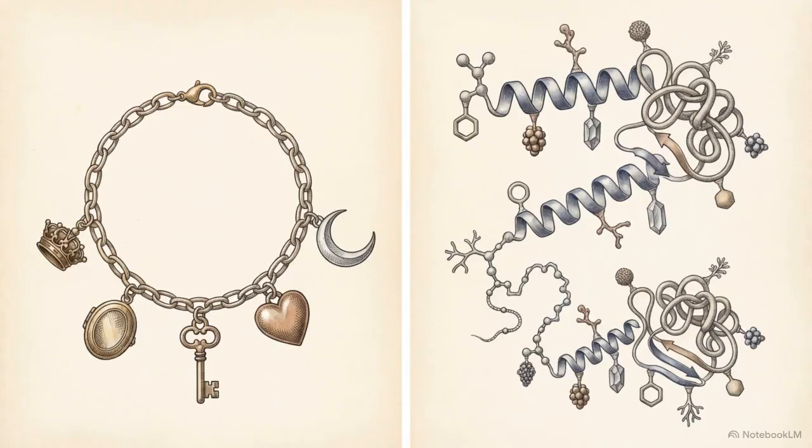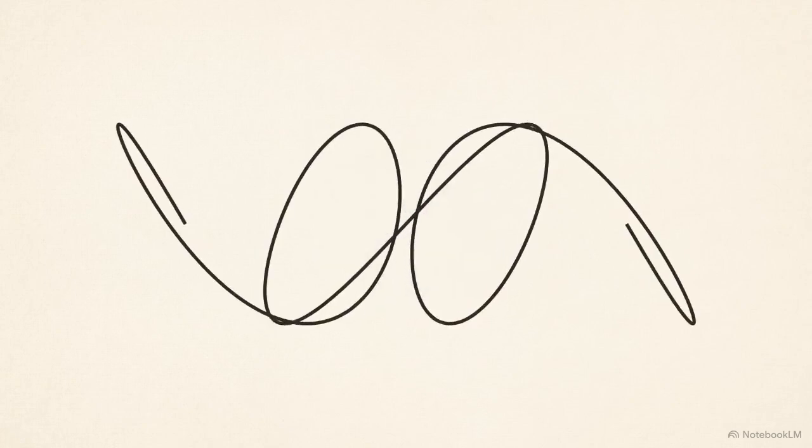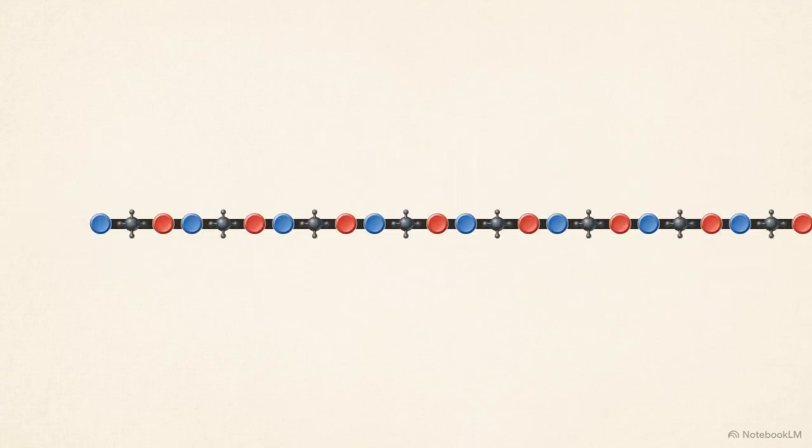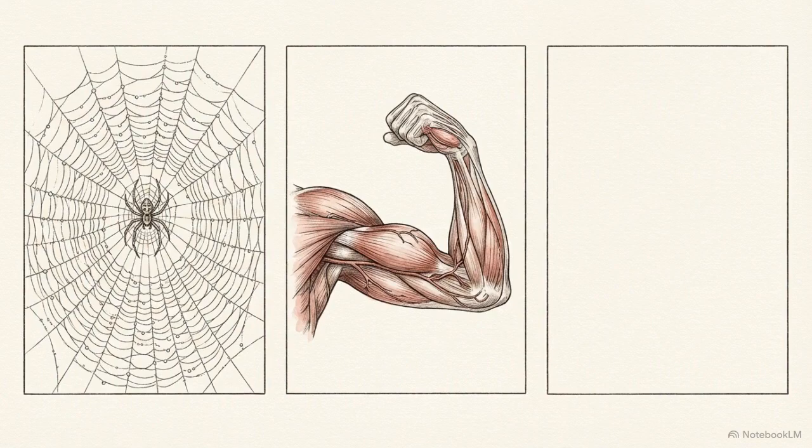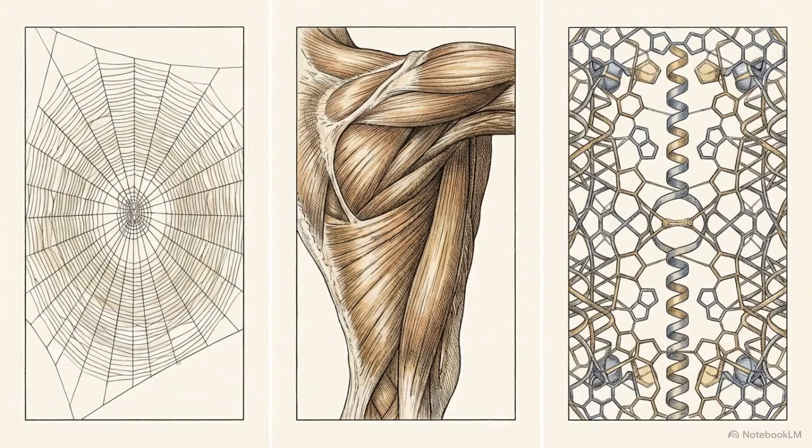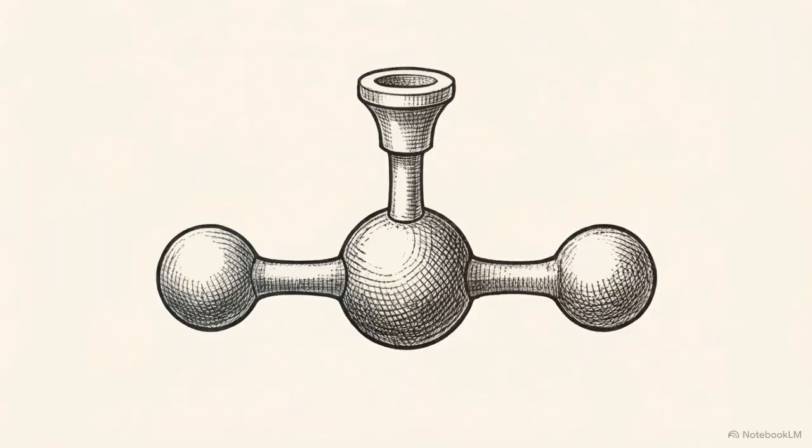Their construction mirrors that of a microscopic charm bracelet. To understand how these tiny machines function, we have to look closely at the standardized chemical links that form their central chain. The diversity of biological life, from spiderwebs to human muscle, rests on this surprisingly simple, repeating chemical foundation. That foundation starts with the amino acid.